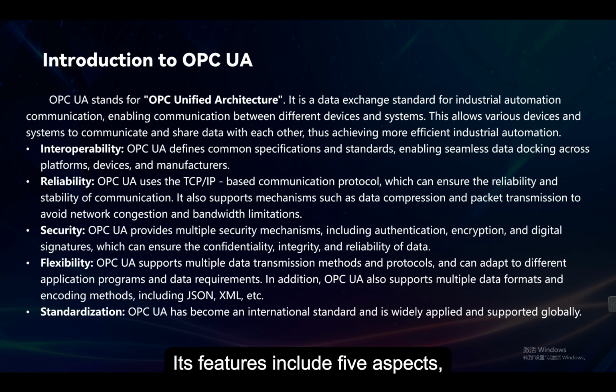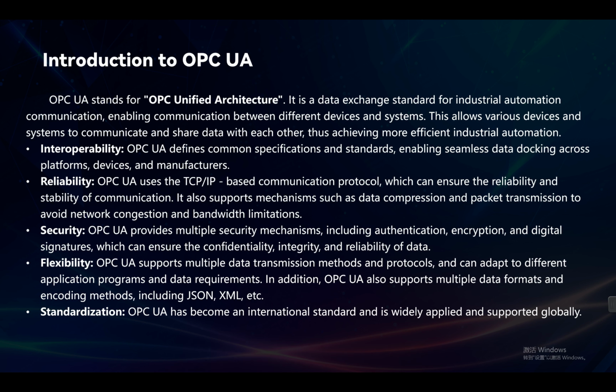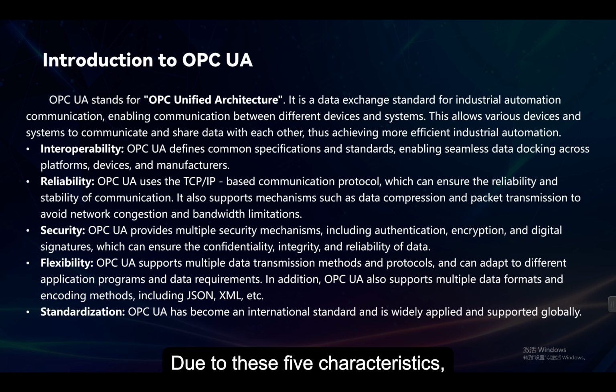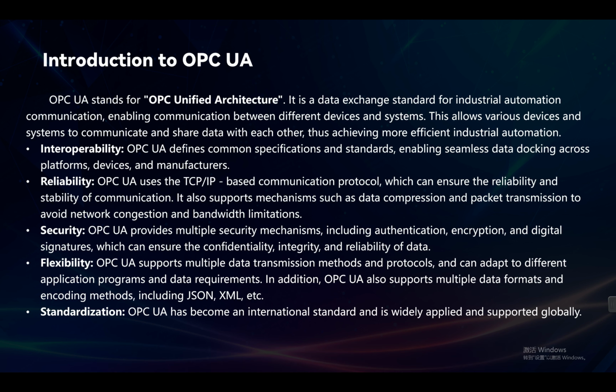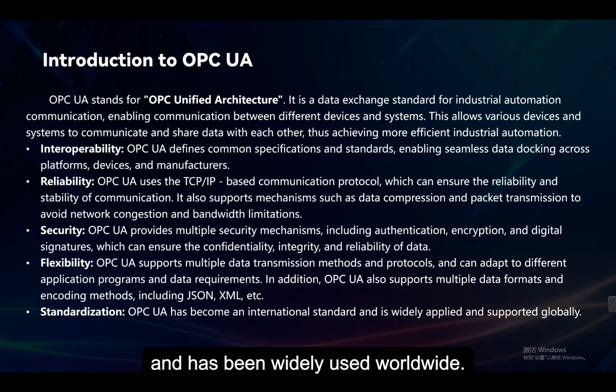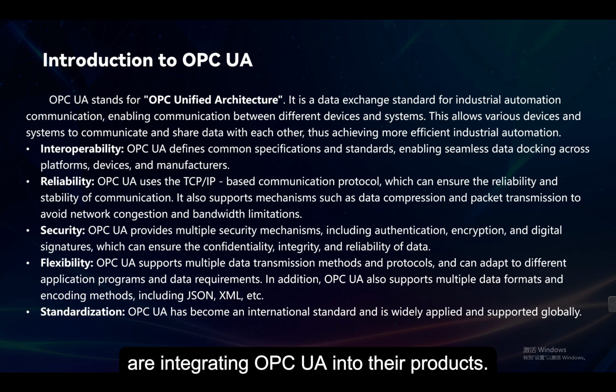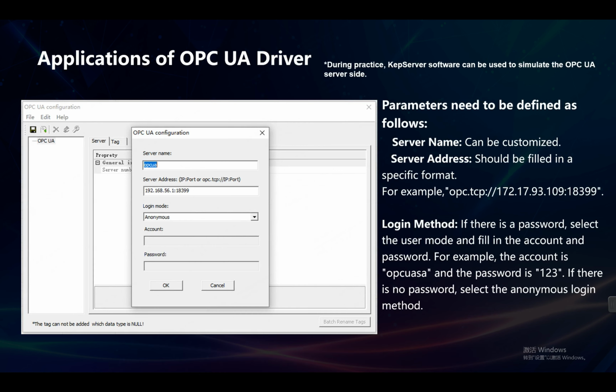Its features include 5 aspects: interoperability, reliability, security, flexibility, and standardization. Due to these 5 characteristics, OPC UA has now become an international standard and has been widely used worldwide. Various automation manufacturers are integrating OPC UA into their products.